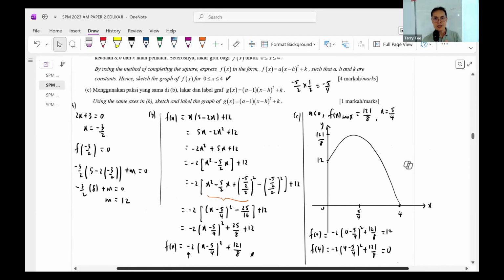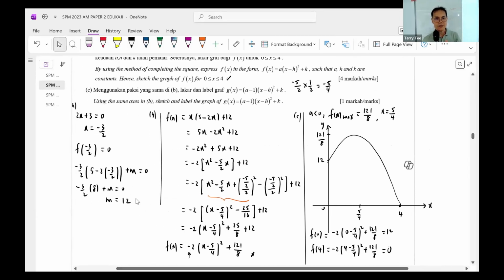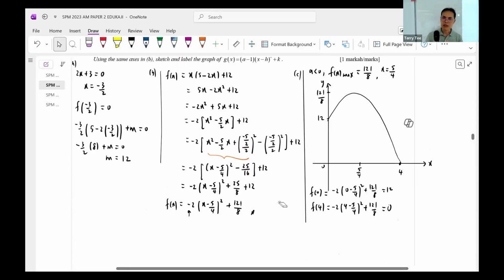They ask you to sketch a graph. Done already? All right. Last part, C. Using the same axis, sketch and label the graph of g(x) equals (a minus 1)(x minus h) squared plus k. So what are they testing you here? They're testing you on the idea of what happens to the graph when you change your a value. I will do my working here because there's no space.